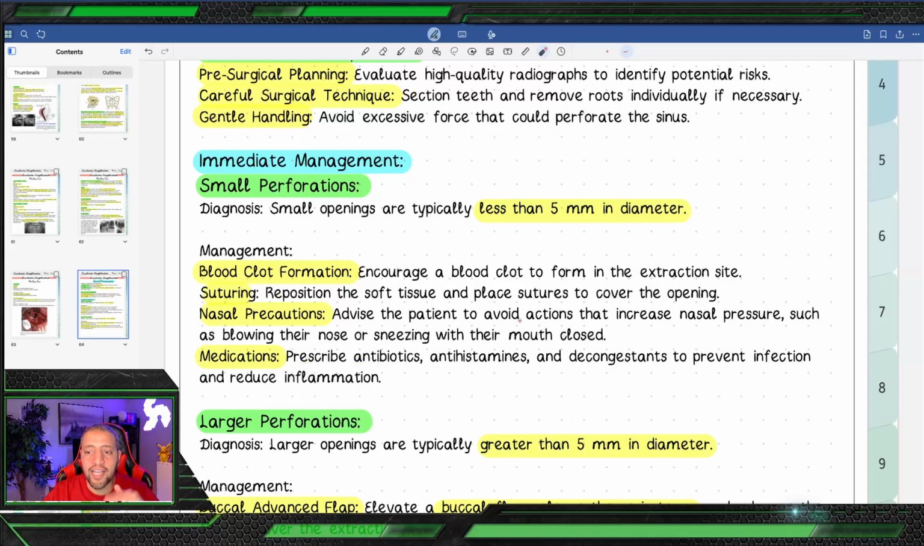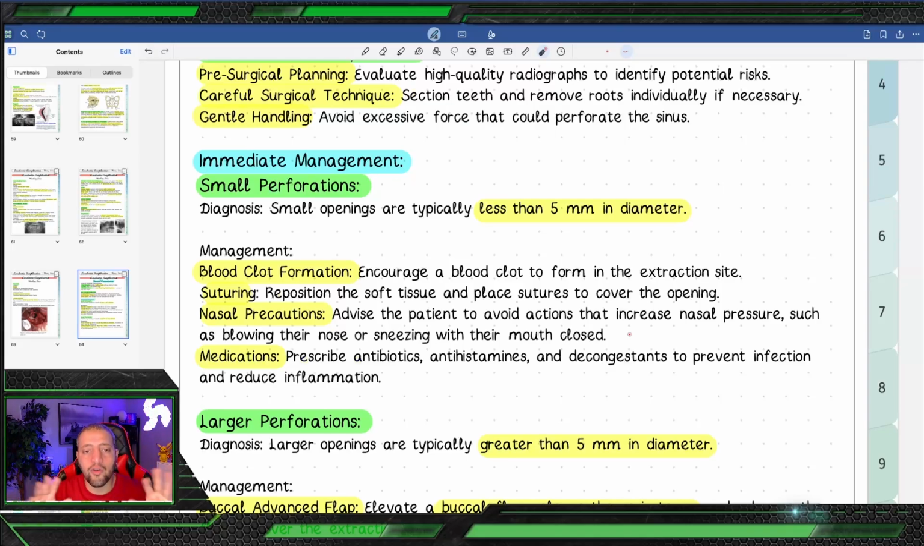Advise the patient to avoid actions that increase nasal pressure, such as blowing their nose or sneezing with their mouth closed. Before, they used to do what they call the Valsalva test. You ask your patient to do this, and then you look inside the oral cavity and see if air bubbles are coming from the extraction socket. So you think, okay, this is a big perforation. Or you can probe it. But they found such technique aggravates the problem and makes the opening wider.